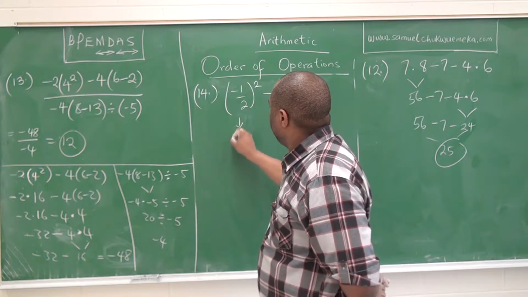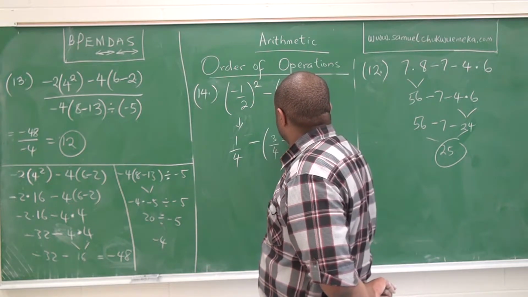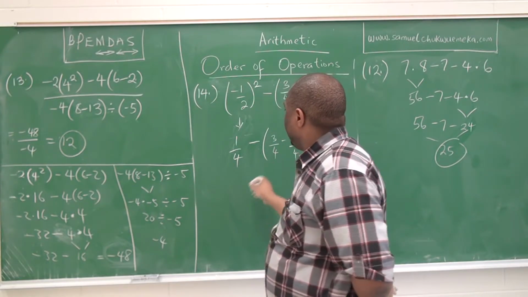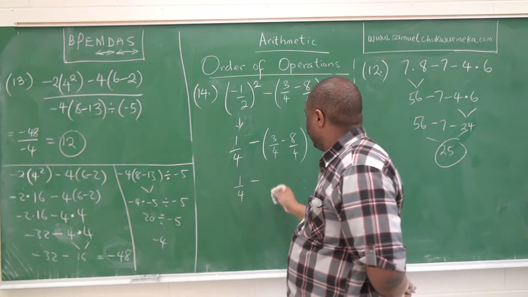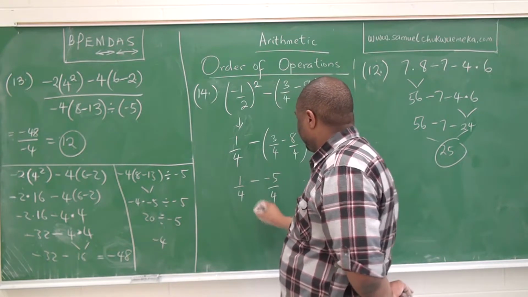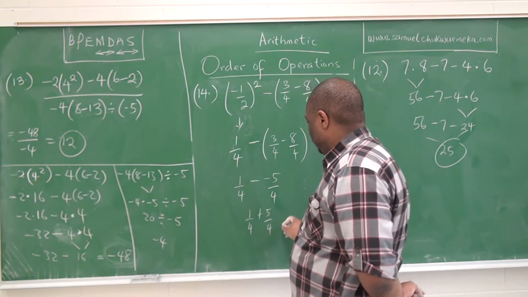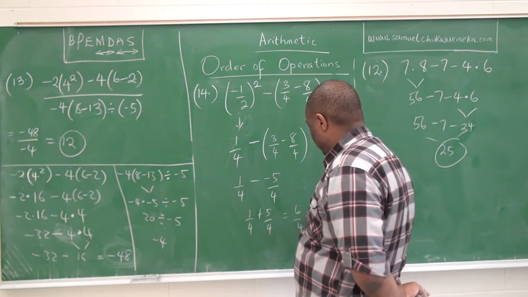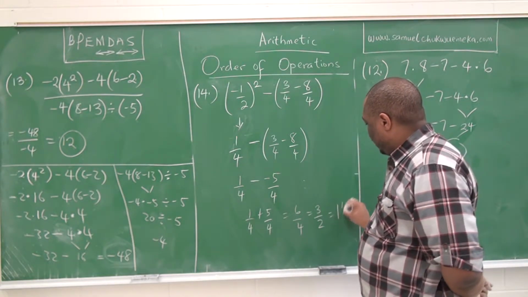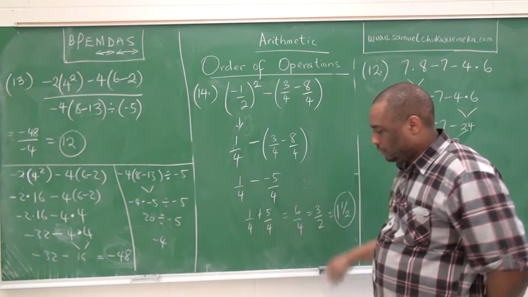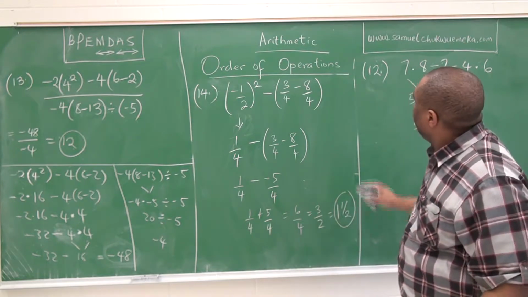you know what, I'll bring this down: 1 over 4 minus 3 over 4 minus 8 over 4. That gives you 1 over 4 minus, now 3 over 4 minus 1 over 4 is what? Minus 5 over 4. Then this will be 1 over 4 plus 5 over 4, which is 6 over 4, which is 3 over 2, which is 1.5. Okay? Number 15.